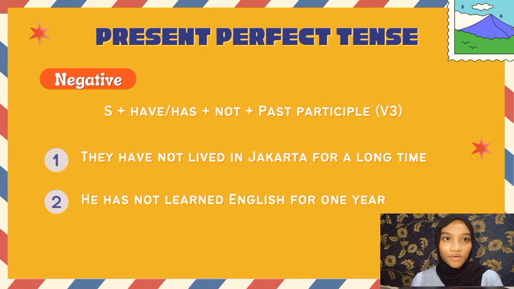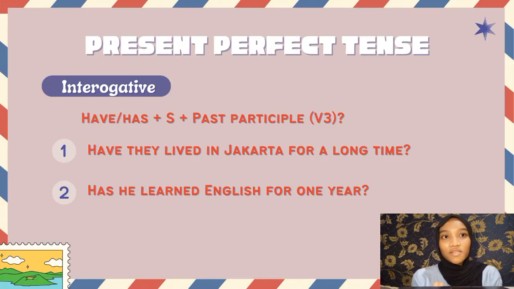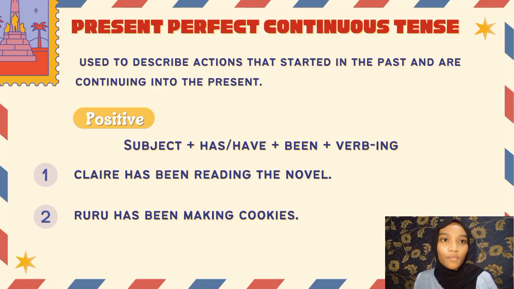For the negative forms, the formula is subject, have or has, not, and past participle or verb 3. For the example, they have not lived in Jakarta for a long time. For the interrogative forms, the formula is have or has, subject, and past participle or verb 3. For the example, have they lived in Jakarta for a long time?